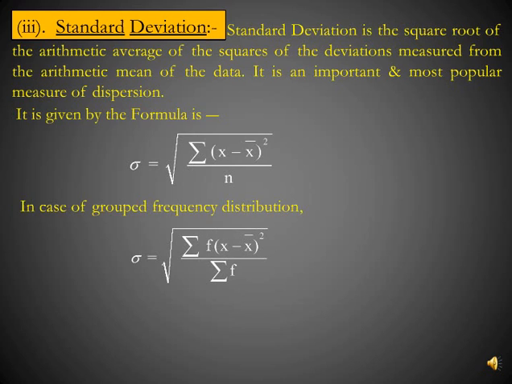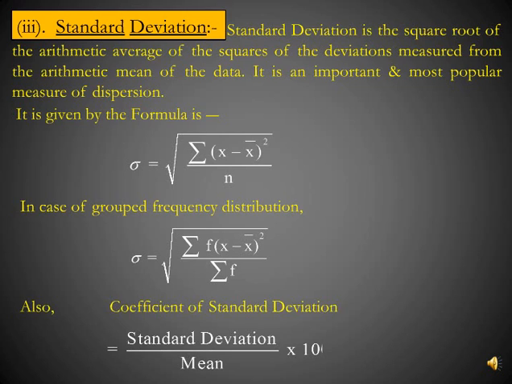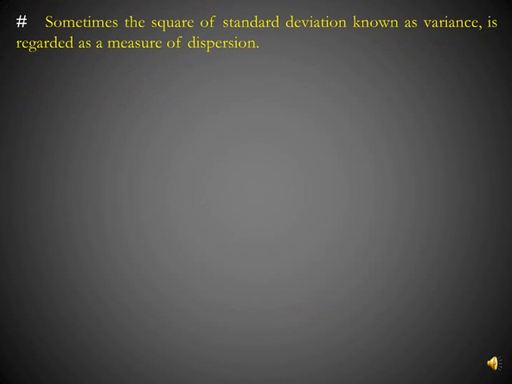It is given by the formula: standard deviation is equal to the square root of sigma (x minus x bar) whole square upon n. In the case of a group frequency distribution, the formula is standard deviation equals the square root of sigma f into (x minus x bar) whole square upon sigma f. Also, the coefficient of standard deviation is equal to standard deviation upon mean into 100. Sometimes the square of standard deviation, known as variance, is regarded as a measure of dispersion. Therefore, variance is equal to standard deviation whole square.